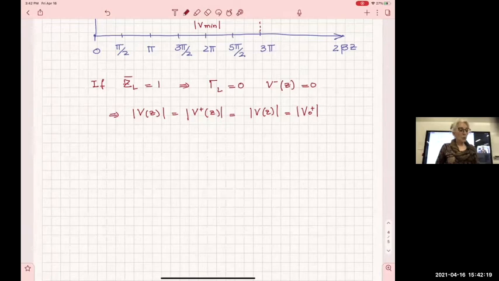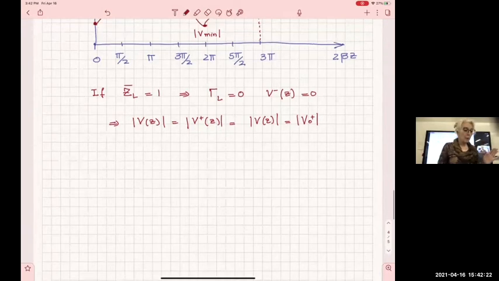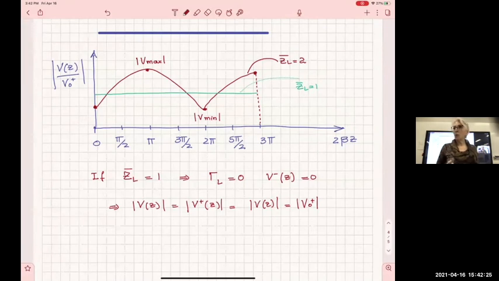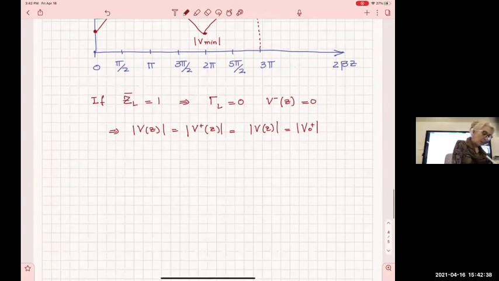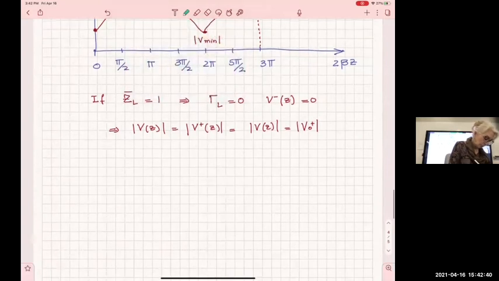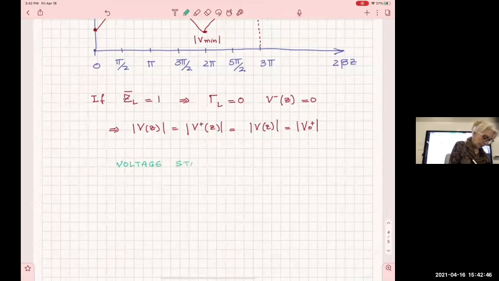So what I would like to do is to have a unique number to tell me how far away I am from my optimal situation, which is a complete match. And this number is called the voltage standing wave ratio. So people have identified this. The voltage standing wave ratio. It's a very important number, and we show it by VSWR.